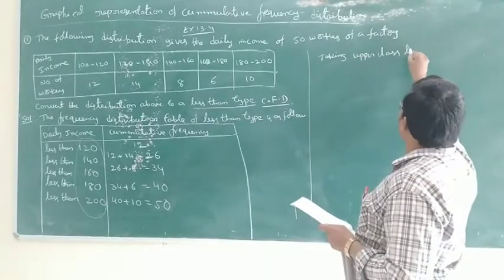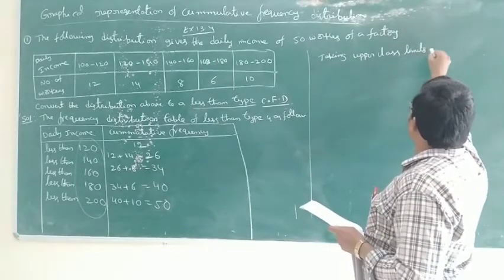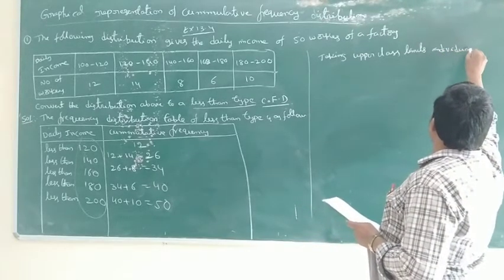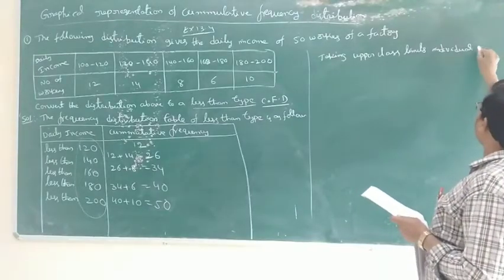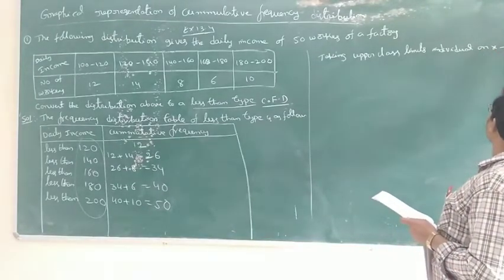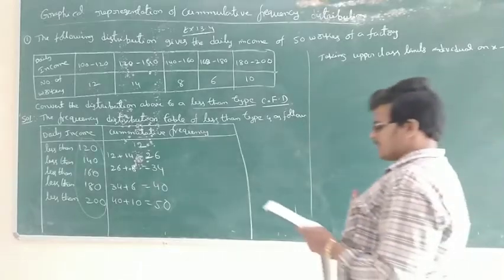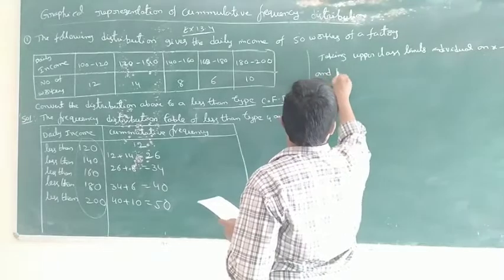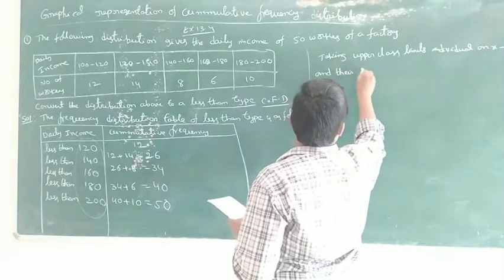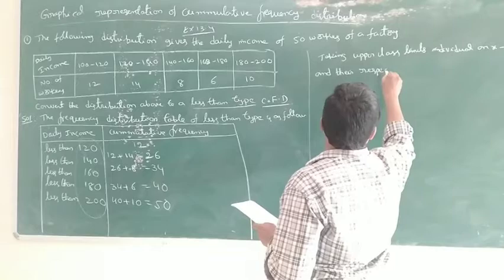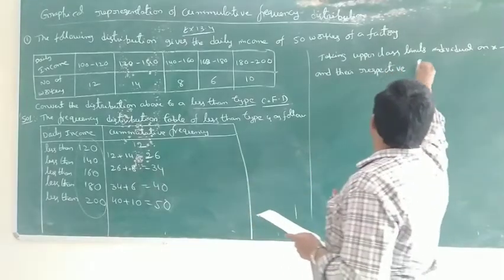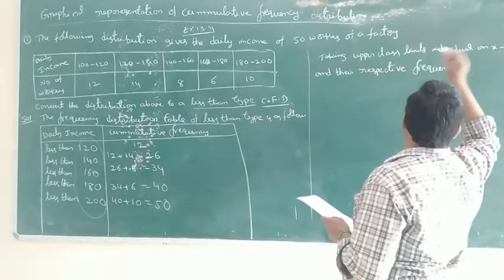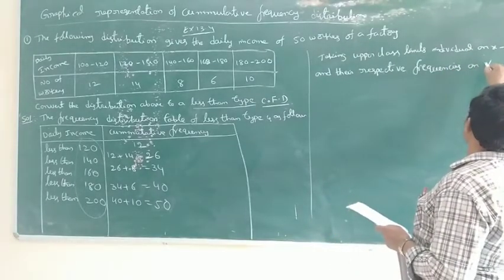Taking the individual upper class limits on the x-axis, and their respective frequencies on the y-axis.